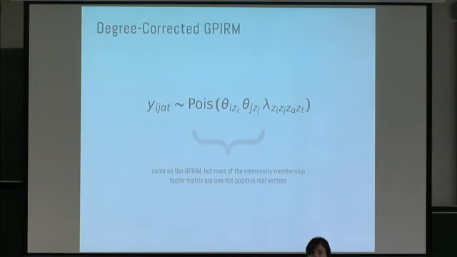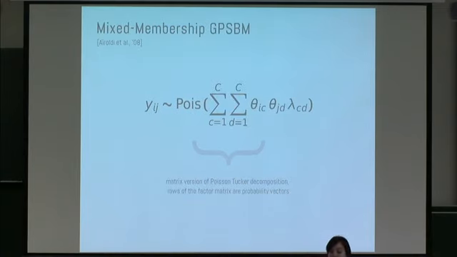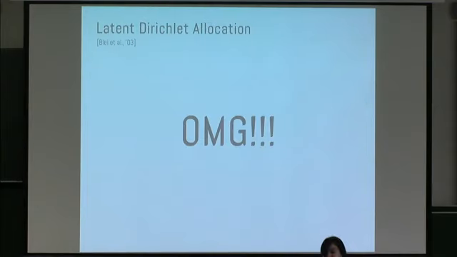We can also recover the degree-corrected GPIRM by applying similar constraints, but allowing the rows of the community membership factor matrix to instead be one-hot positive real vectors. The gamma Poisson stochastic block model is also a special case of Poisson-Tucker decomposition, if we consider the matrix setting that I started off with and apply the same constraints that we used to recover the GPIRM. We can also recover the mixed membership gamma Poisson stochastic block model and the degree-corrected GPMM-SBM. And in fact, even latent Dirichlet allocation can be viewed as a special case of Poisson-Tucker decomposition.